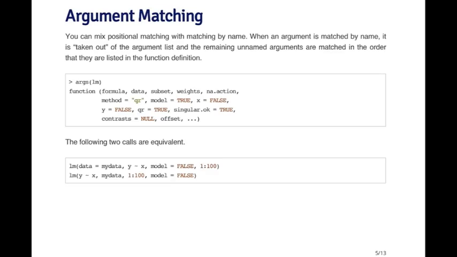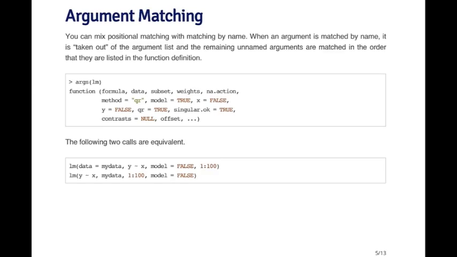And so the following 2 function calls are equivalent. I could have specified the data first, and then the formula, and then the model, and then the subset argument. Or I could specify the formula first, the data second, the subset, and then say model is equal to false. Now, the reason why the first one is okay is because I matched the data argument by name. You can imagine that that's kind of taken out of the argument list now. Then y tilde x isn't specified by name, so it's given to the first argument that hasn't already been matched, and in which case that's the formula.